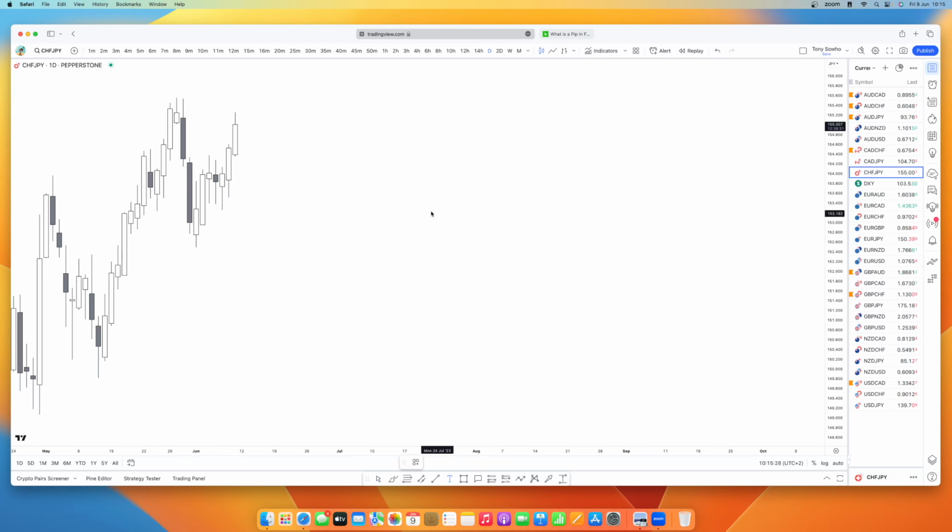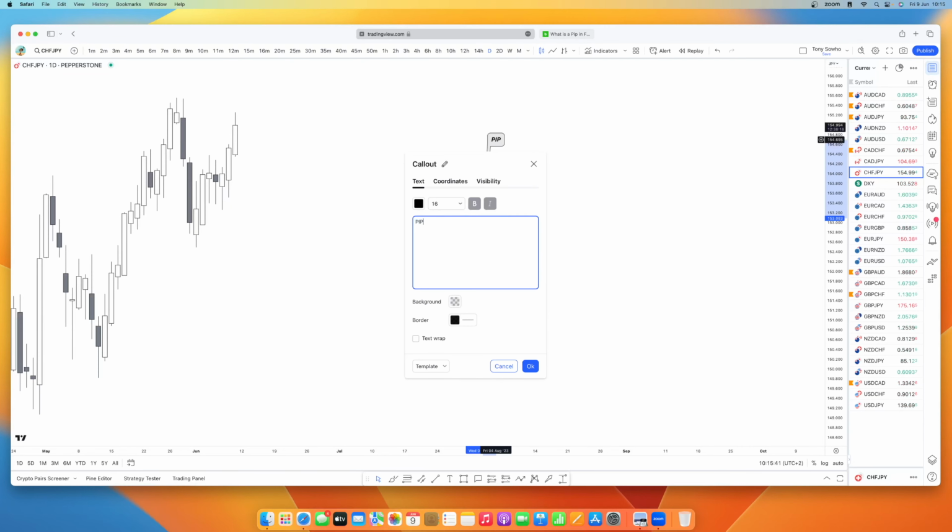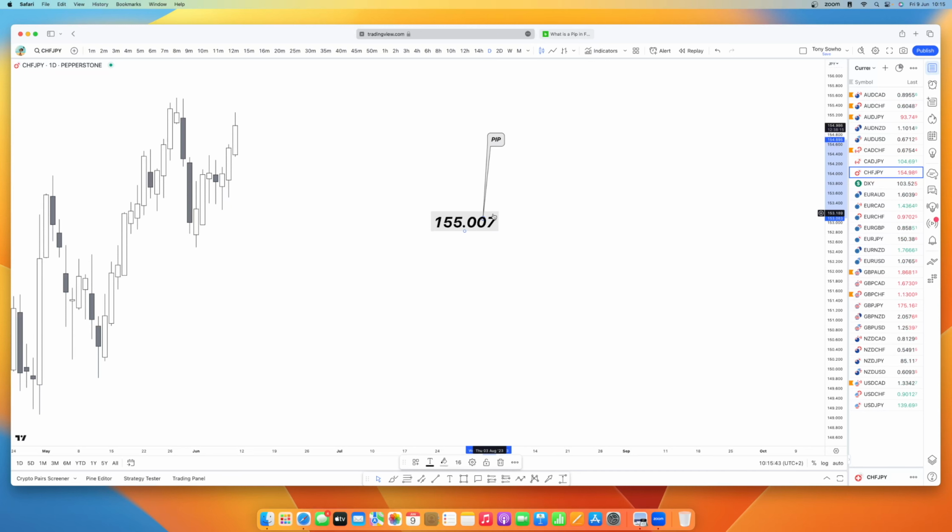The current exchange rate is 155.007. That's it, 155.007. This 0 here is the pip, and then the 7 is the pipet, but we are only interested in the pip. Okay, so for JPY, it is 2, and for pairs outside JPY, it is 4 decimal places. Okay, that's it. So that's how you get your pip, and that's how you get the pipet.